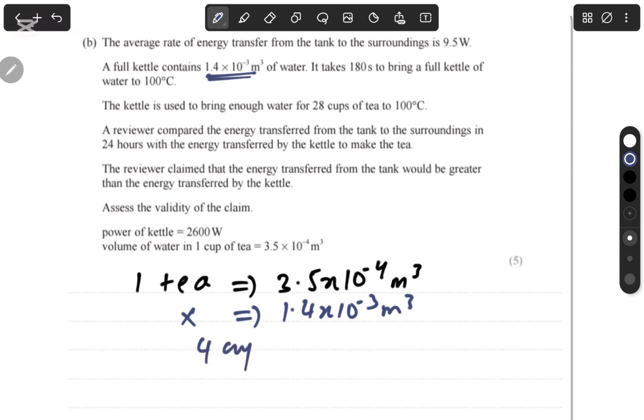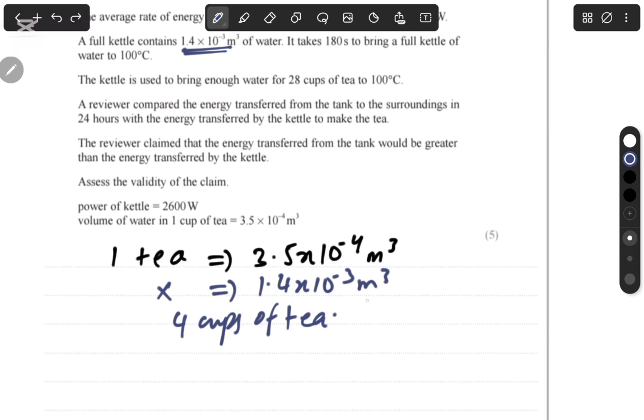4 cups of tea. Does it make sense? One kettle contains this much of water. So I'm going to say, this much of water, I have 1.4 times 10 to the power of minus 3 meter cube of water. And I know 1 teacup needs this much amount of water. So how many teacups can I make? So 4 cups of tea from 1 kettle.